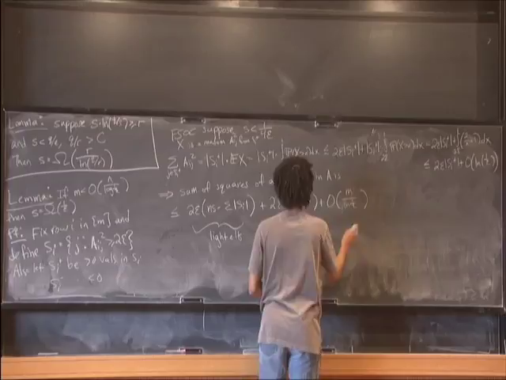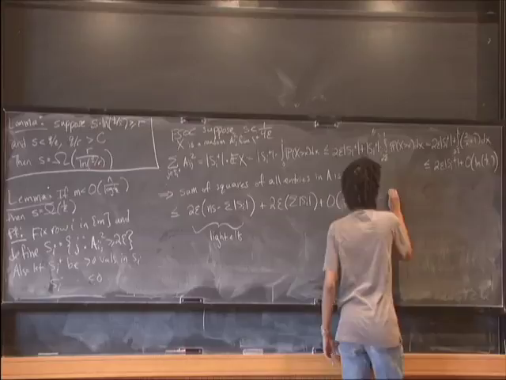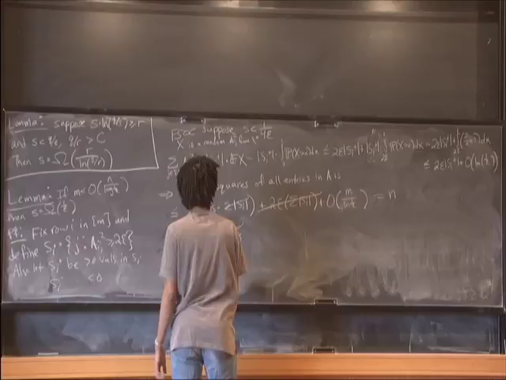Right, and we know that this thing should equal n. And this thing cancels with that. And we get 2 epsilon ns. So this is the heavy.